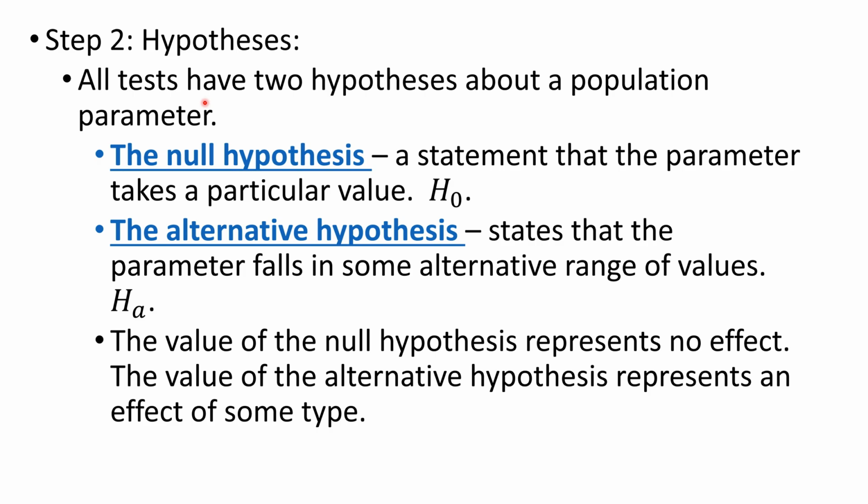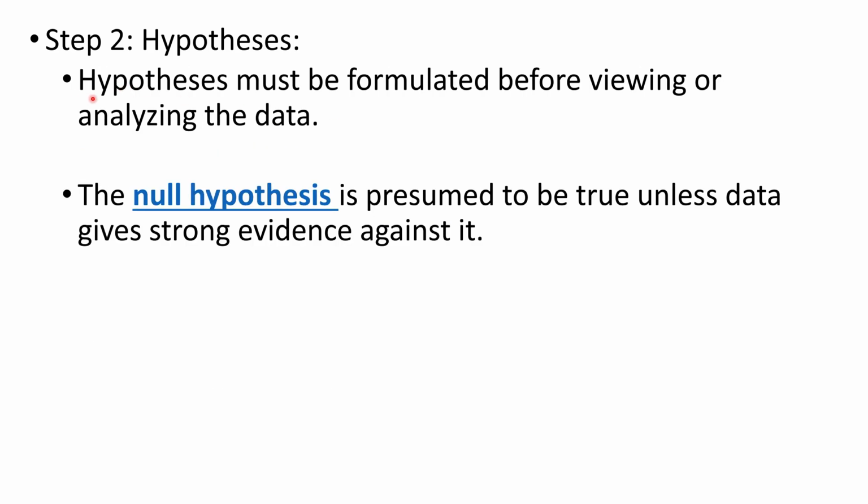Step 2. Hypothesis. All tests have two hypotheses about a population parameter. The first one is called null hypothesis. It is a statement that the parameter takes a particular value. It is denoted as H0. The alternative hypothesis states that the parameter falls in some alternative range of values. It is denoted as Ha. The value of the null hypothesis represents no effect. The value of the alternative hypothesis represents an effect of some type. Hypotheses must be formulated before viewing or analyzing the data. The null hypothesis is presumed to be true unless data gives strong evidence against it.